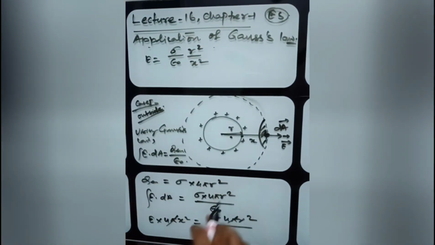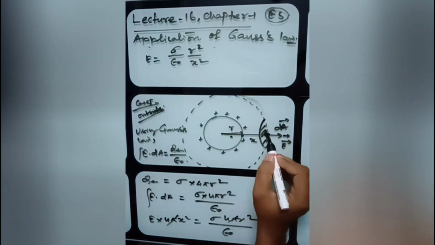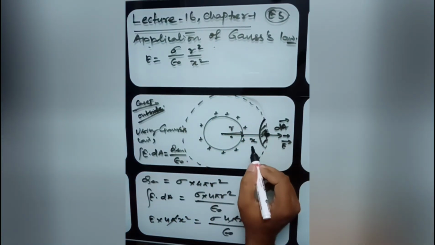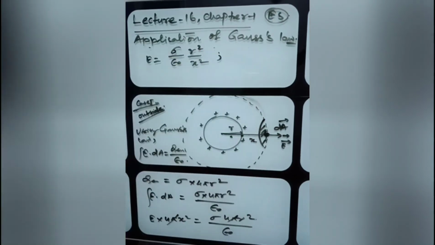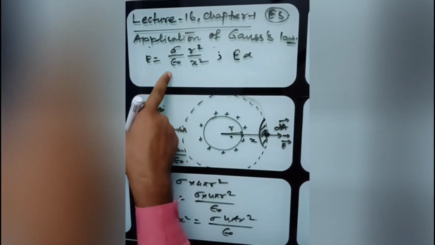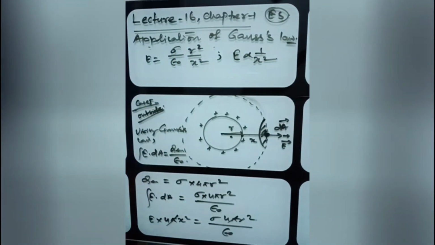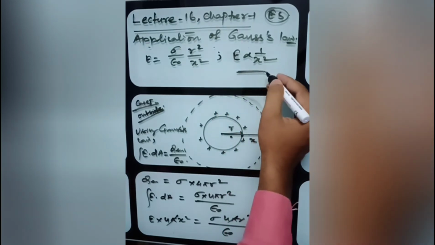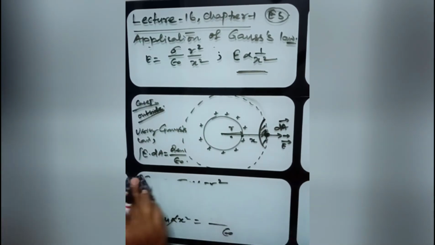Since this r is constant, we are not changing the radius. If we are finding the electric field over here, then we are changing the x only. So we can also write that E is inversely proportional to x square, since sigma, epsilon and r are constant. That will be helpful to draw the graph. Now case 2, we can erase this one.